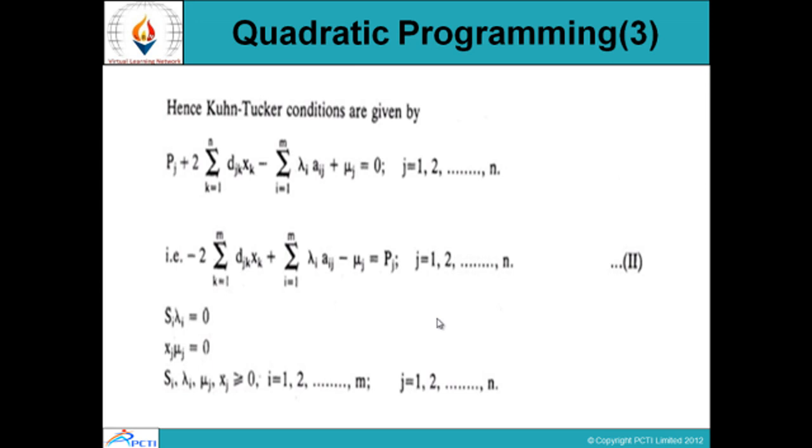Therefore, si lambda i equal to 0, xj mu j equal to 0. So si, lambda i, mu j, xj greater than or equal to 0, where i equal to 1, 2, 3 up to m and j equal to 1, 2, 3, 4 up to n.